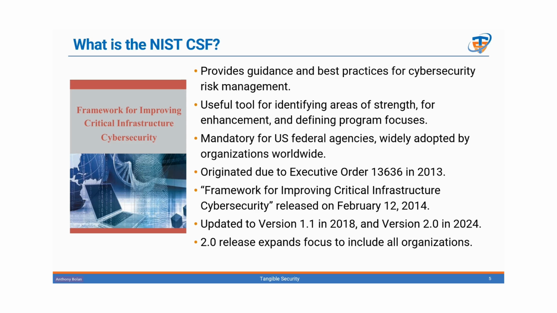It originated out of one of President Obama's executive orders way back in 2013, originally focused around critical infrastructure. And so the framework itself was originally called the Framework for Improving Critical Infrastructure Cybersecurity. That was released back in 2014, and it kept that name, although it was colloquially known as the Cybersecurity Framework for a long time. The 2.0 release officially now just calls it the Cybersecurity Framework, which goes to show just how much it's expanded over time. We had the 1.1 release in 2018, and then just here at the end of February, we had 2.0.